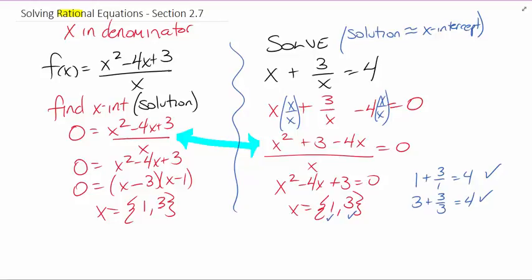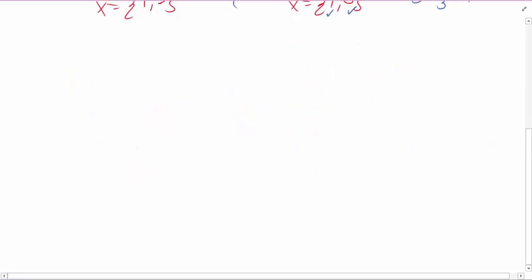We are definitely moving more towards this right side here in section 2.7, but it should be closely related to section 2.6 with rational functions and the x-intercepts. We're going to try another problem here. The directions are solve. x plus 6 over x minus 5 equals 0.